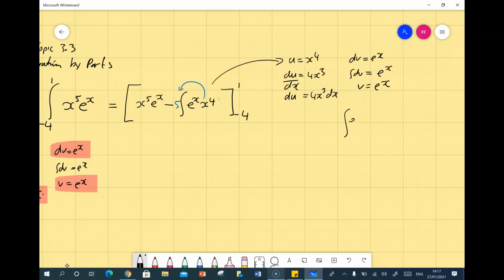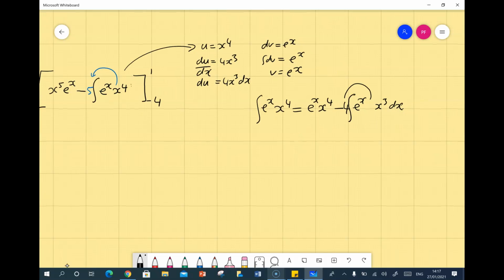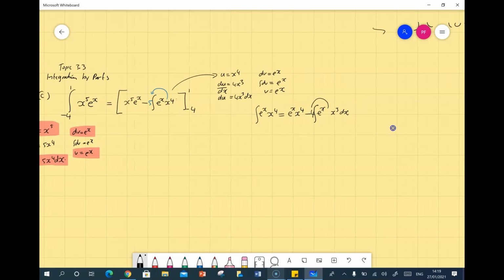So if I'm integrating e to the power of x times x to the power of 4, I know it's equal to uv, that's e to the power of x times x to the power of 4, minus the integral of v du, that's e to the power of x times 4x cubed. And again, I'll pop that 4 out in front, so I don't need it on the inside. So I have e to the power of x times x cubed, and of course I mustn't forget my dx. Okay, so I keep running into this problem over and over again. So once again, I've got to integrate this by parts.